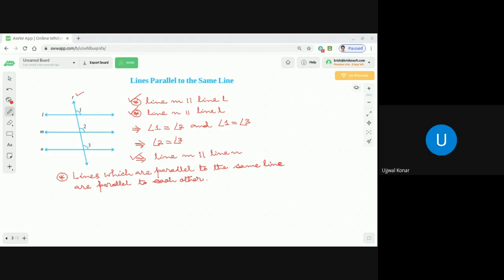Now what are we going to do? We are going to solve some problems together. Here we need to apply whatever we have learned so far. We are going to solve some problems related to parallel lines. So what I'll suggest, dear students, is that you open your notebook and also do along with me.